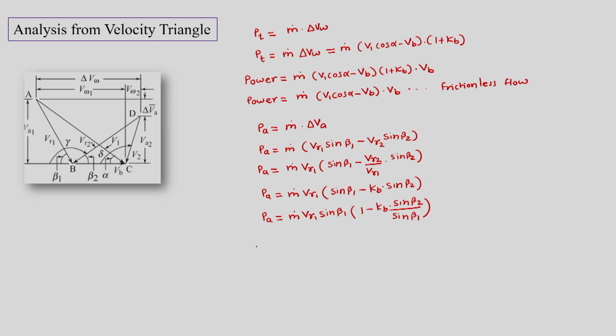When the blades are symmetric, we have beta 1 equal to beta 2. Then this would get cancelled, and for symmetric blades Pa is equal to m dot Vr1 sin beta 1 into 1 minus Kb, that is only for symmetric blades. Okay, so knowing this, we can go ahead and derive the next part.